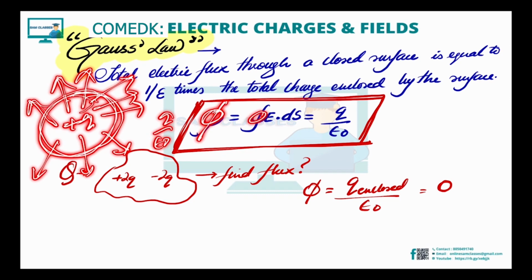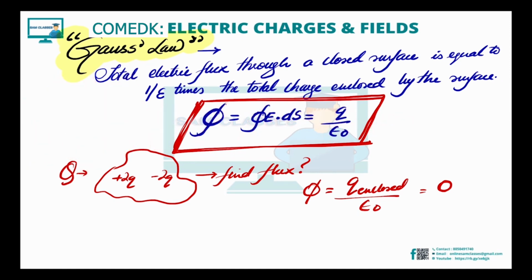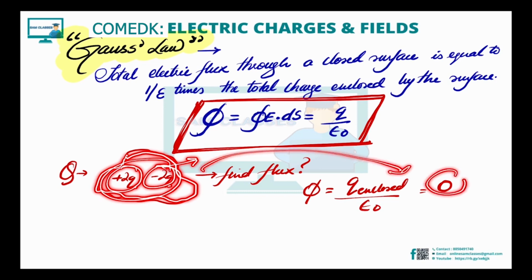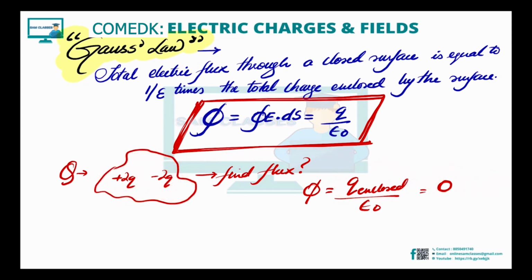So what is it? The total flux through any closed surface is equal to E dot ds, and that is equal to the charge contained inside by epsilon naught. Correct? Very simple. Let's say for this part, if I want to know the total flux, I need to find the total charge. If I see 2q positive charge and 2q negative, what is the net charge? 0. So charge enclosed is 0. So flux will also be 0.